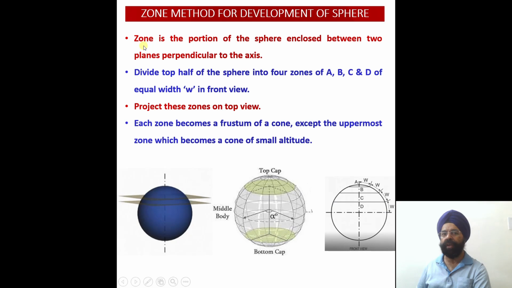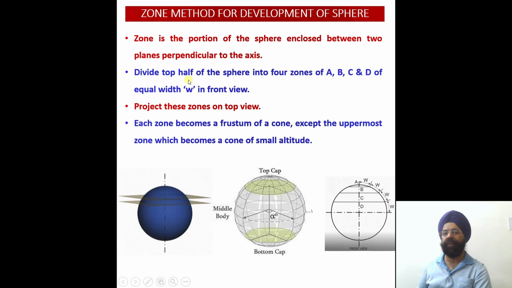So what is a zone? A zone is the portion of the sphere which is enclosed between 2 planes perpendicular to the axis. You see, these are the different planes. The portion of the sphere which lies between these 2 planes, we call a zone. So these are all the zones of the sphere.